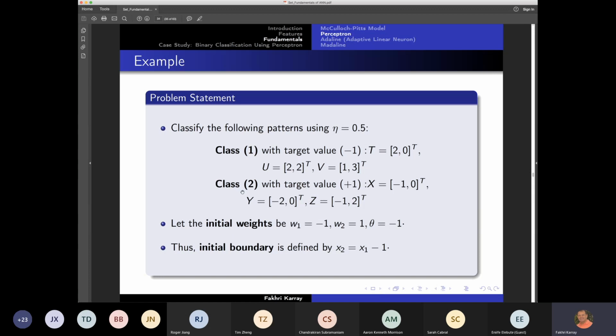So we have class 1 and class 2. As you can see, class 1 has a target of -1. Class 2 has a target of +1. And we have several patterns. For class 1, we have T, U and V. Class 2 has X, Y and Z. So again, following the algorithm, I will go over it very briefly to illustrate what we have seen here.